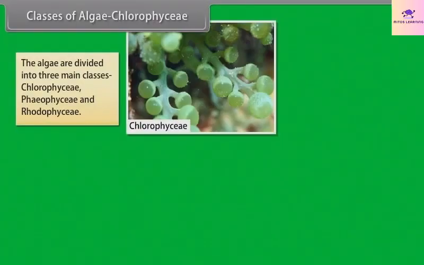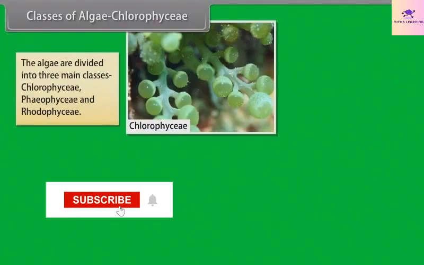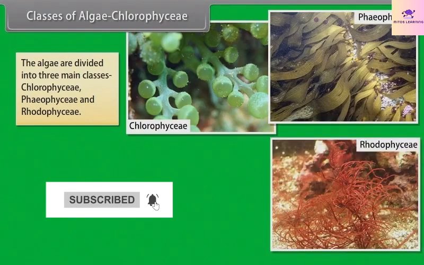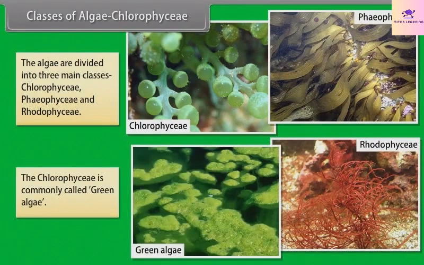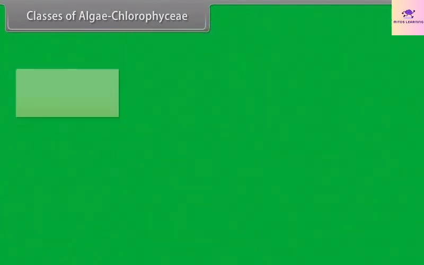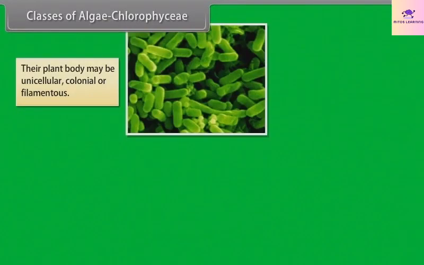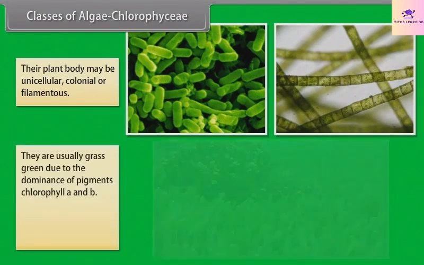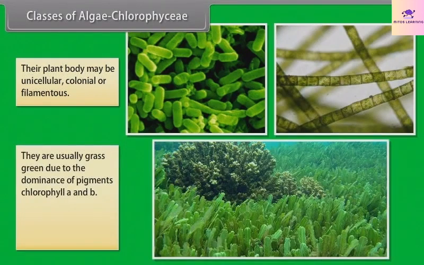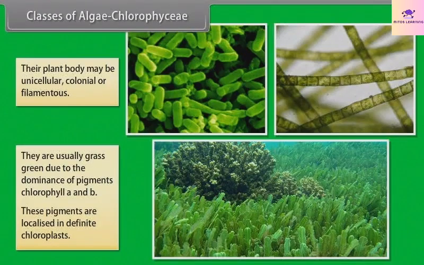Chlorophyceae. The algae are divided into three main classes: Chlorophyceae, Phaeophyceae, and Rhodophyceae. The Chlorophyceae is commonly called green algae. Their plant body may be unicellular, colonial, or filamentous. They are usually grass green due to the dominance of pigments chlorophyll a and b. These pigments are localized in definite chloroplasts.